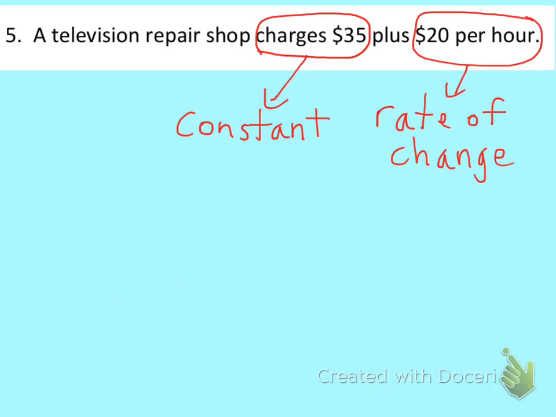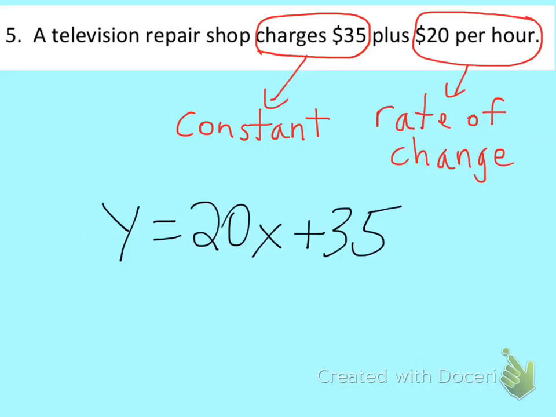So since the rate of change is 20, that's going to be the slope, or the m value. What I would use here is slope-intercept form. Since 20 is the rate of change, 35 is what they charge just for showing up. That's like the y-intercept. So basically, if they work there for 0 hours or some fraction of an hour, it would cost $35, and then every hour you would keep adding increments of 20 to that. So that's how you would write the equation in slope-intercept form.